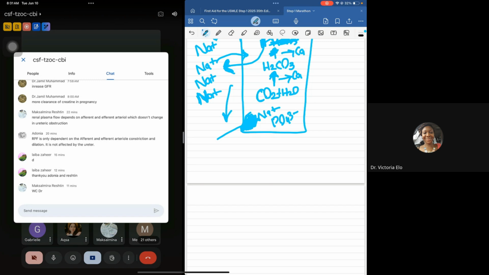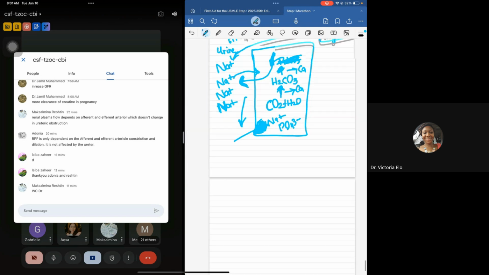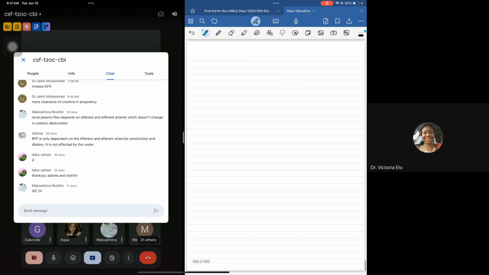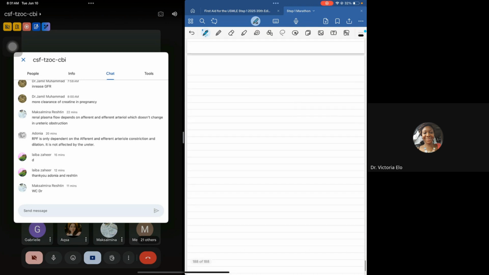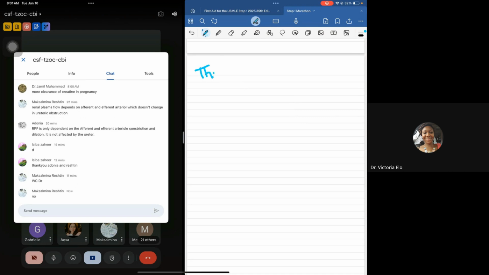The fourth thing is that amino acids are going to be absorbed here. The fifth thing is that phosphate is going to be absorbed here, which can be blocked with the help of parathyroid hormone, right? So these are almost all of the things that are going to occur here. Any questions till now? Okay.